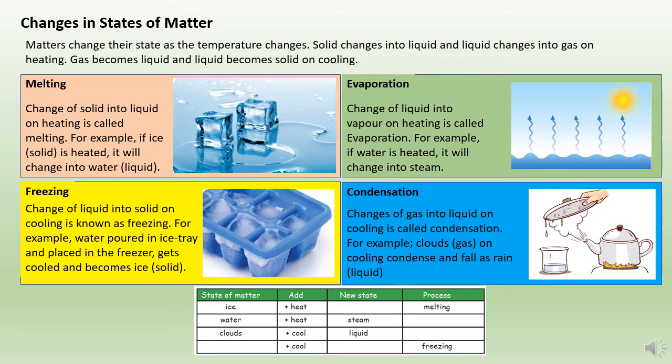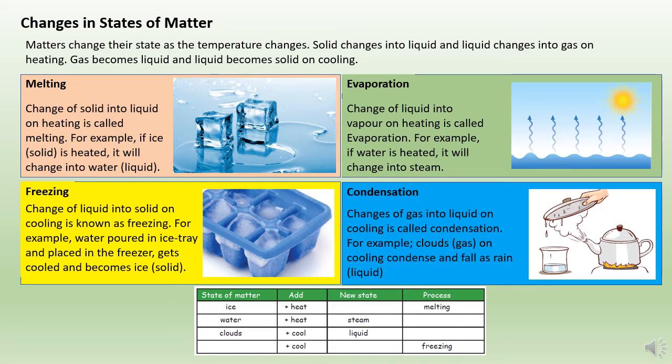Change of solid into liquid on heating is called melting. Here we have ice cube as an example. So ice cube is in a solid state, but when we heat it, it will change into water, which is a liquid state. Then we have evaporation. Change of liquid into vapor on heating is called evaporation. For example, when we heat water, it will change into steam.